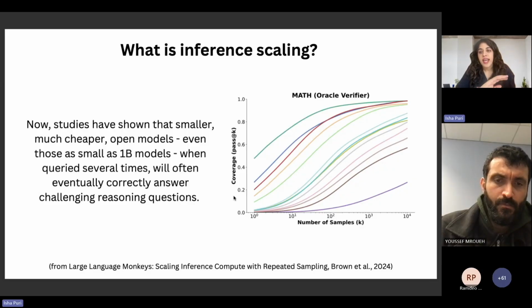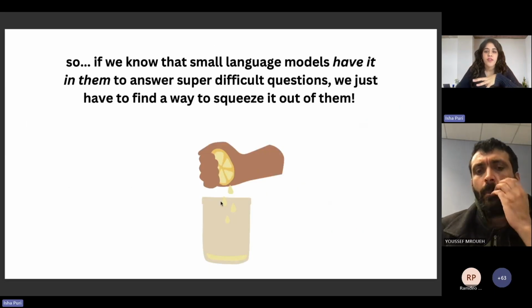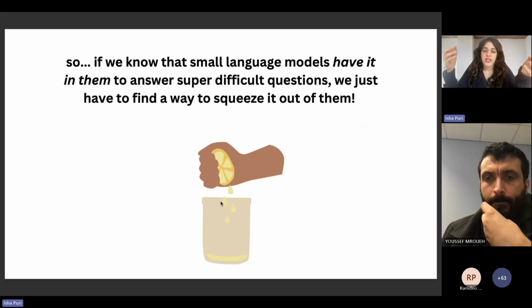The graph here shows that as you increase the number of samples, the number of times you're querying your language model, your accuracy is really going to scale up very nicely. And so what does this suggest to us, besides the fact that this is a very pretty looking graph? This suggests to us that small language models have it in them to answer very difficult questions.